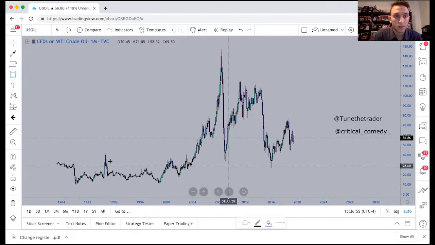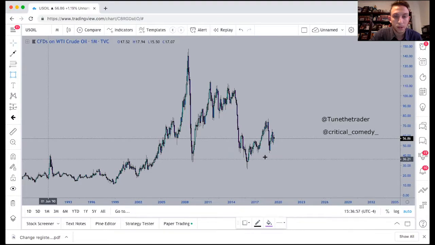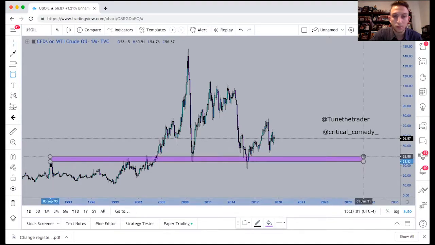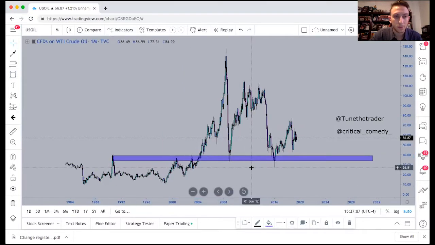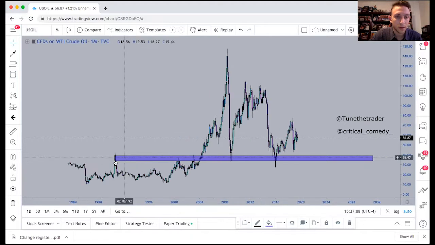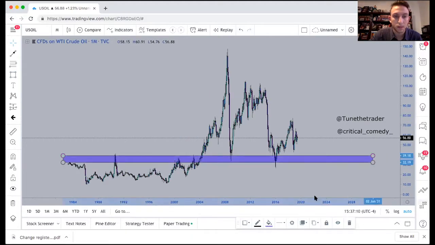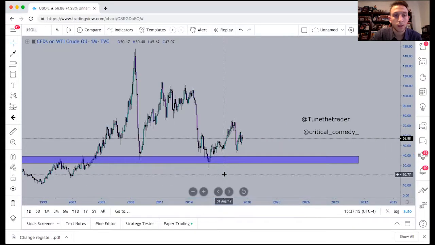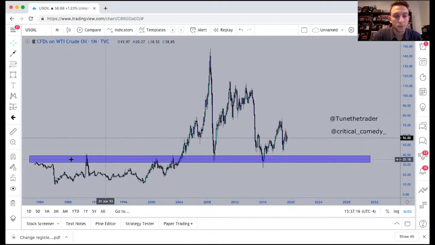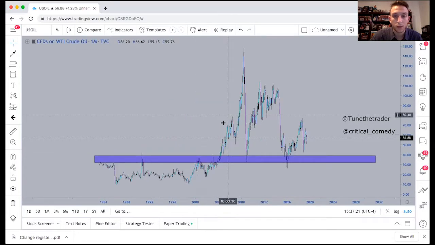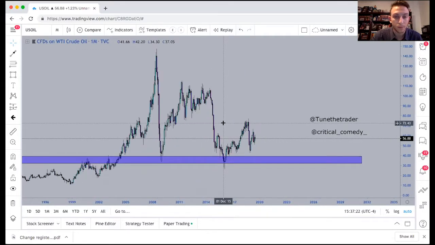So looking at US oil, we see clear monthly levels of demand right here. That's a clear monthly demand zone. We can even extend this all the way out to the beginning of time, basically, when this chart started back in '83. And every single time that we've come to this price, we've had some sort of significant reaction over and over and over again. So we know that that's a very clear monthly zone.